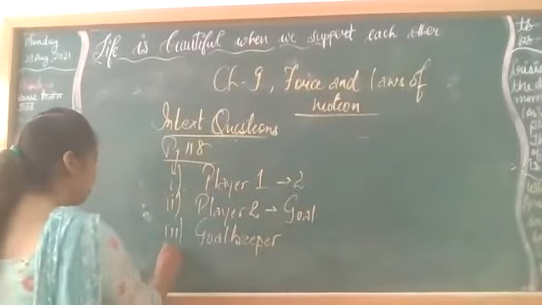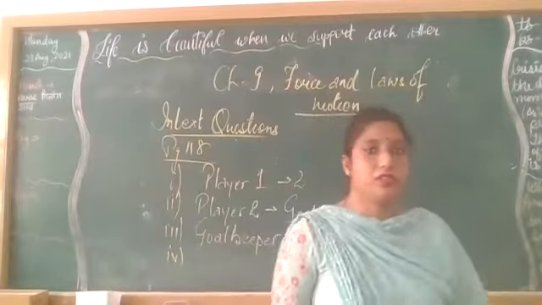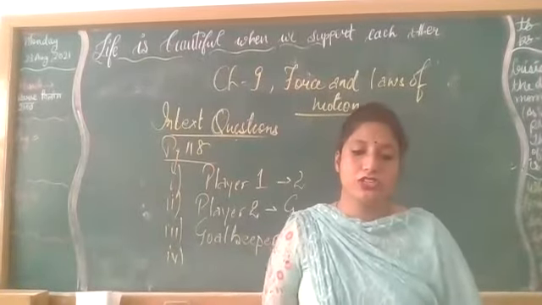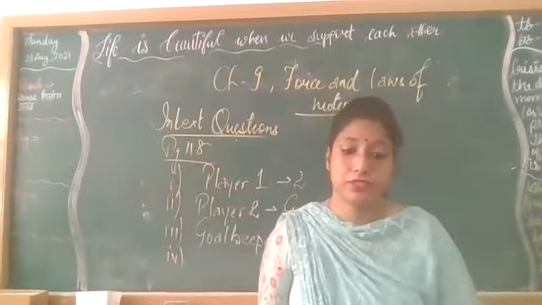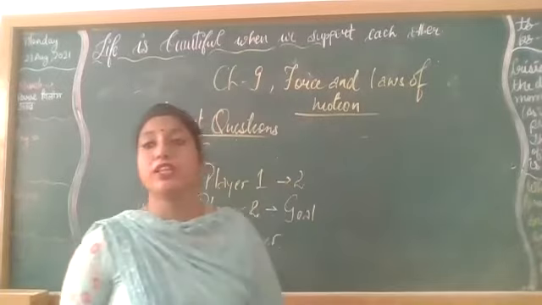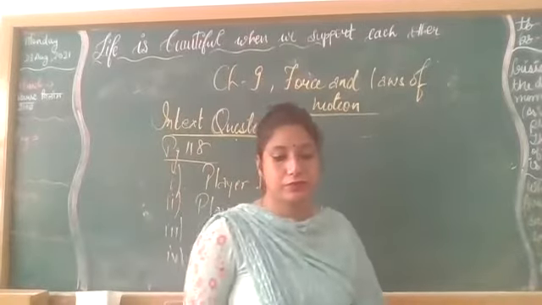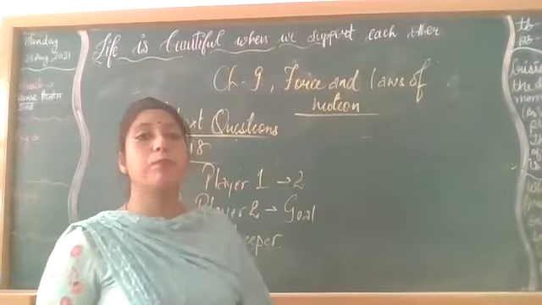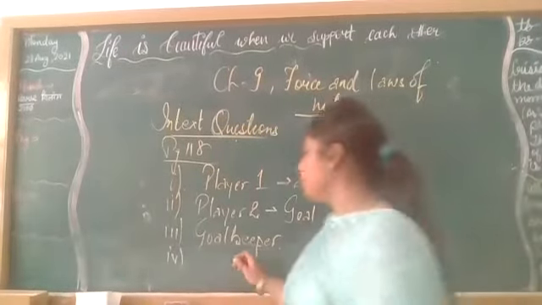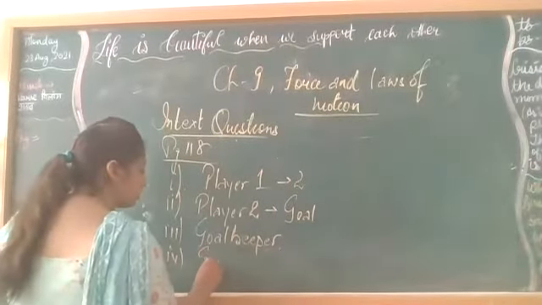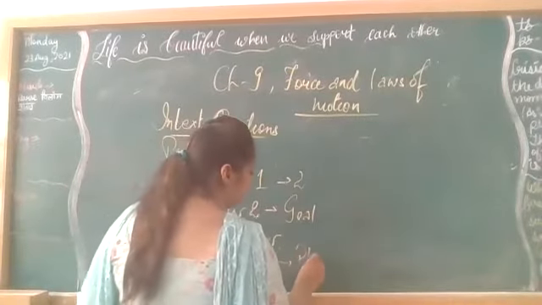So this is the third one and fourth one. Please write down fourth point. Velocity of football changes when the goalkeeper kicks it towards the player of the team.